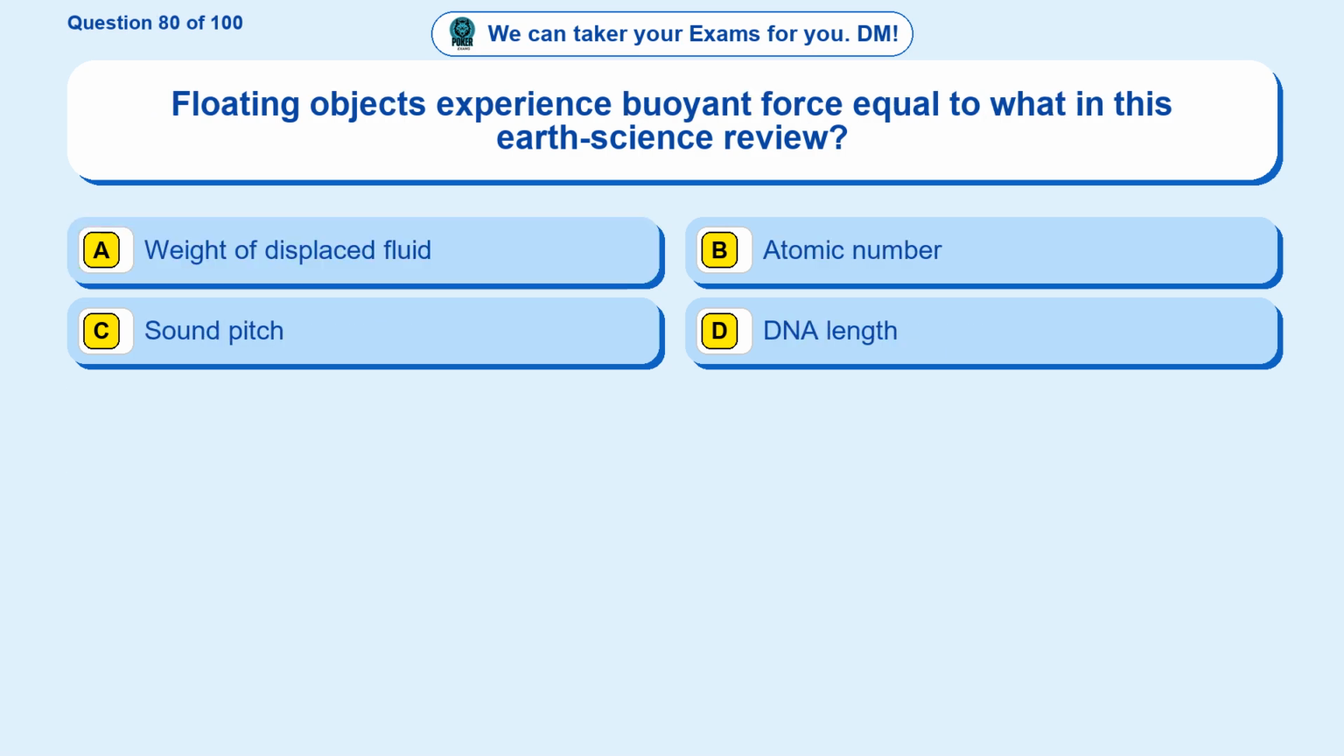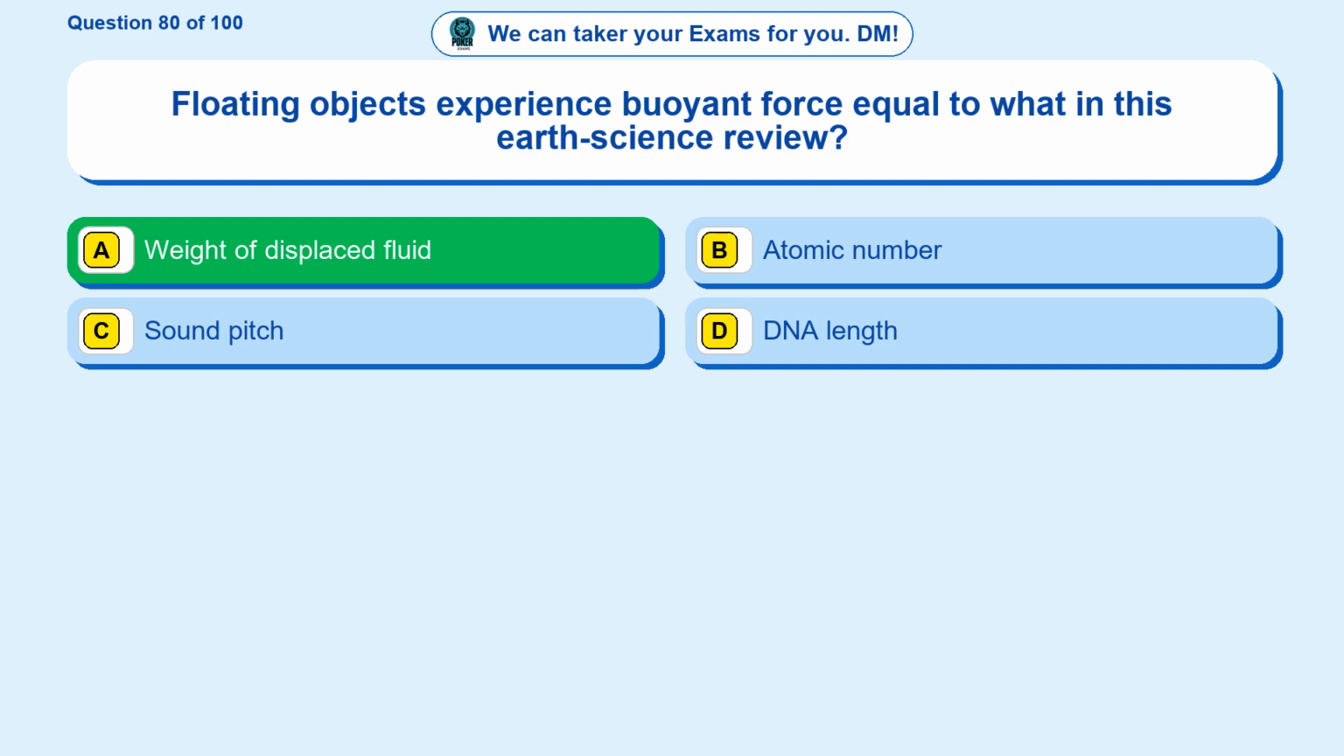Question 80. Floating objects experience buoyant force equal to what in this Earth Science Review? Option A, weight of displaced fluid. Option B, atomic number. Option C, sound pitch. Option D, DNA length. The correct answer is option A, weight of displaced fluid.